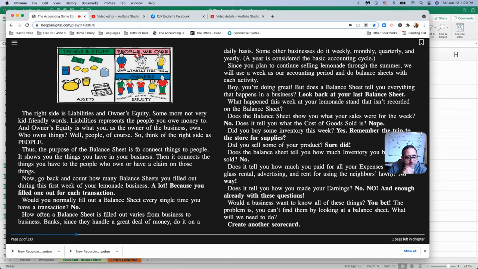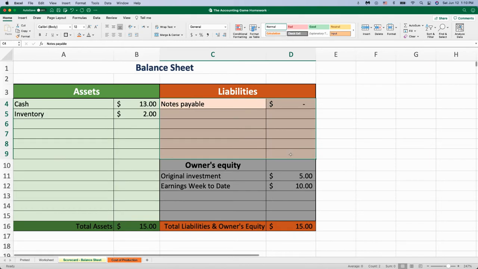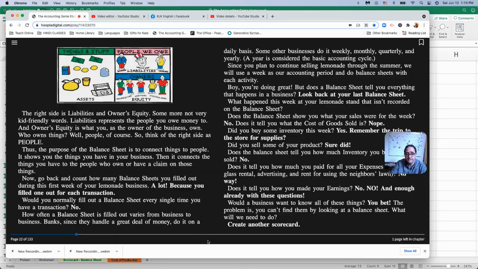Thus, the purpose of the balance sheet is to connect things to people. It shows you the things you have in your business, then it connects the things you have to the people who own it or the people that claim money from it. These are the people that claim money from the business. These are the people that own the business.